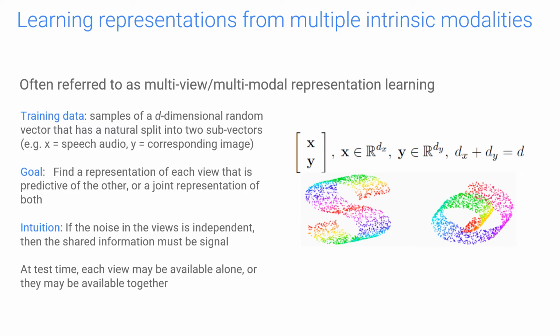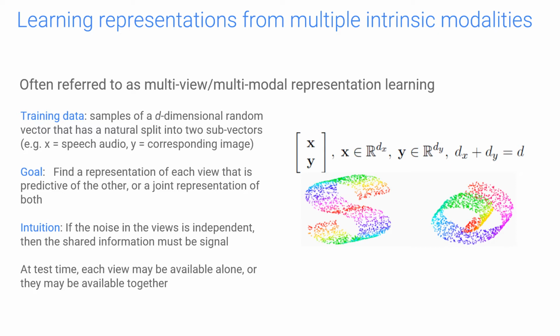So in this figure, X is a vector with dimensionality dx, and it might represent speech input, and it might lie on some manifold represented by this S shape. And Y is another intrinsic modality, for example, the speaker's face, and it might lie on this other manifold shaped like a Swiss roll.